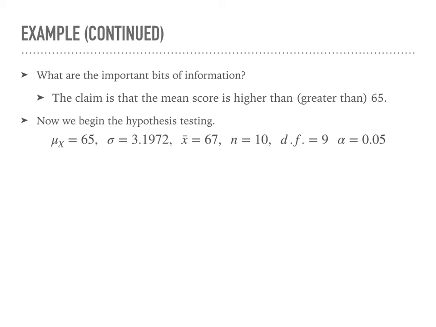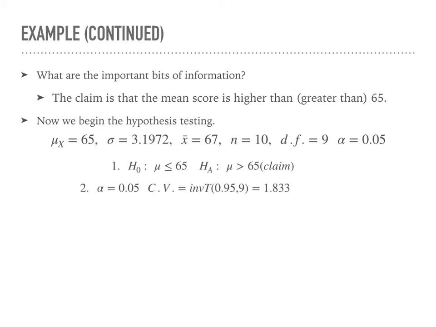So now we can begin the hypothesis testing. Our hypotheses: the null hypothesis, mu is less than or equal to 65. The alternative hypothesis, mu is greater than 65. And this is the claim. The claim was that the mean score is higher than 65, so greater than 65.